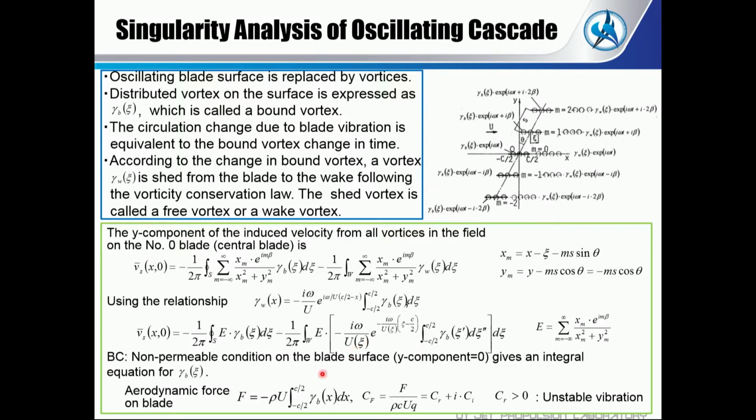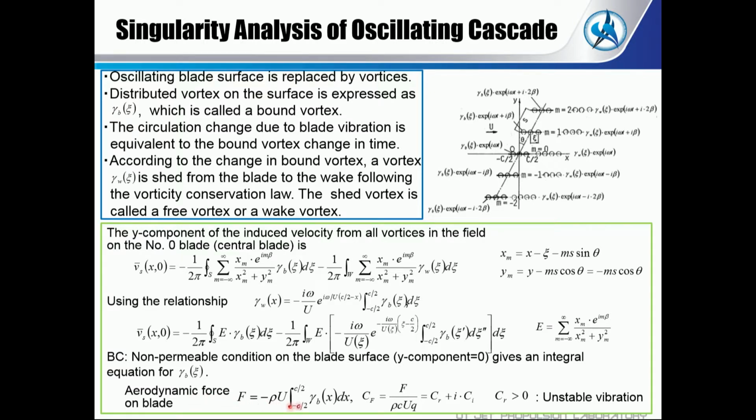Okay, and the boundary condition is a non-permeable condition on the blade surface. So there is no flow across the blade surface, which means the y component of the velocity is 0. This non-permeable condition gives an integral equation for gamma B, where the oscillation velocity is inputted. So we can have the integral equation which determines gamma B. If we can obtain gamma B, we can calculate the aerodynamic force on the blade.